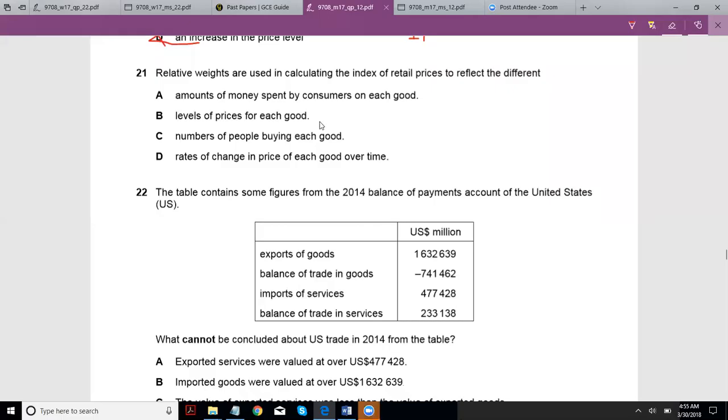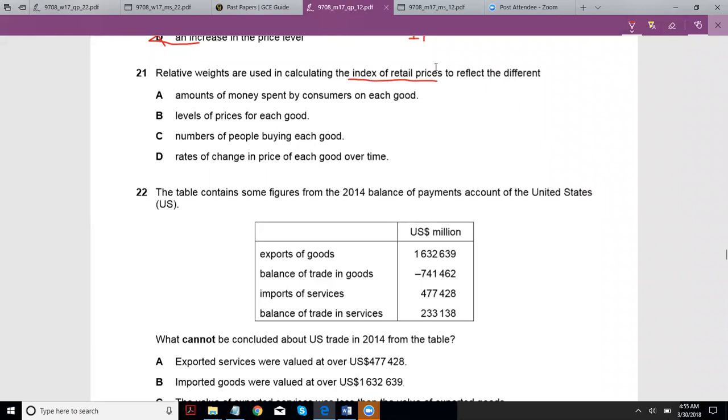And we'll just continue. We had the last 10 questions left, and these are going to be macro questions. So, 21. Relative weights are used in the calculation of the index of retail prices. If you remember, that was an index to calculate the inflation rate.